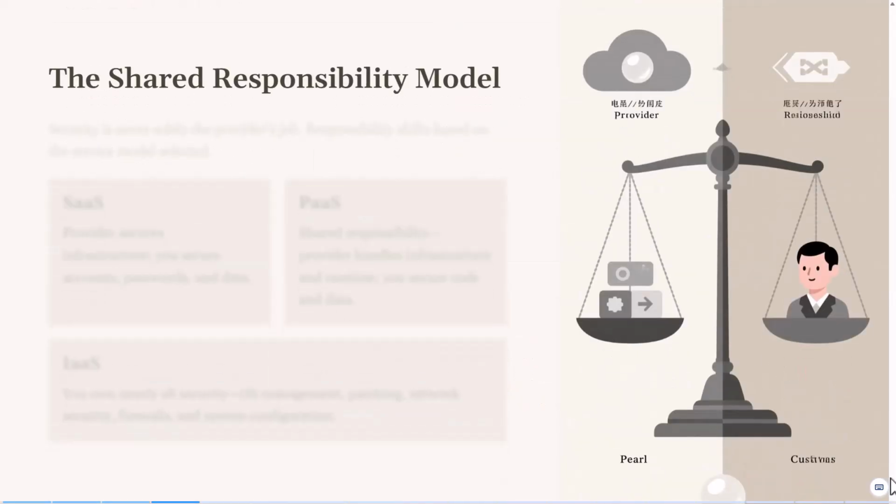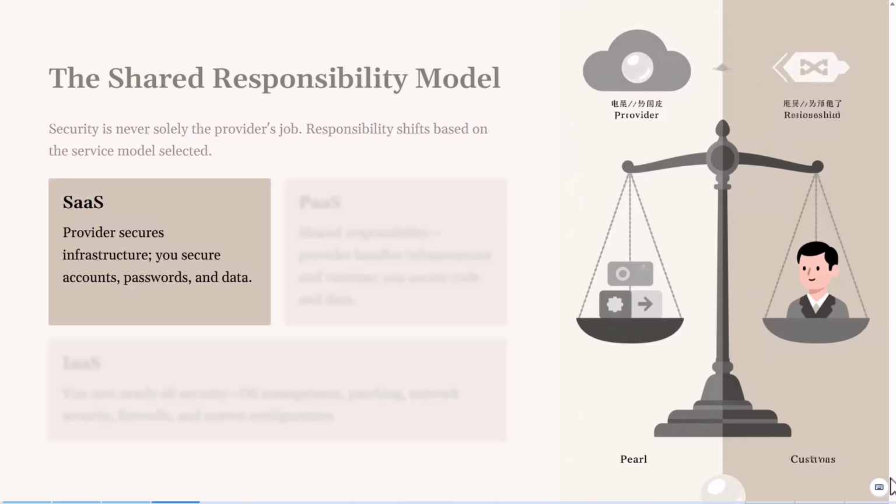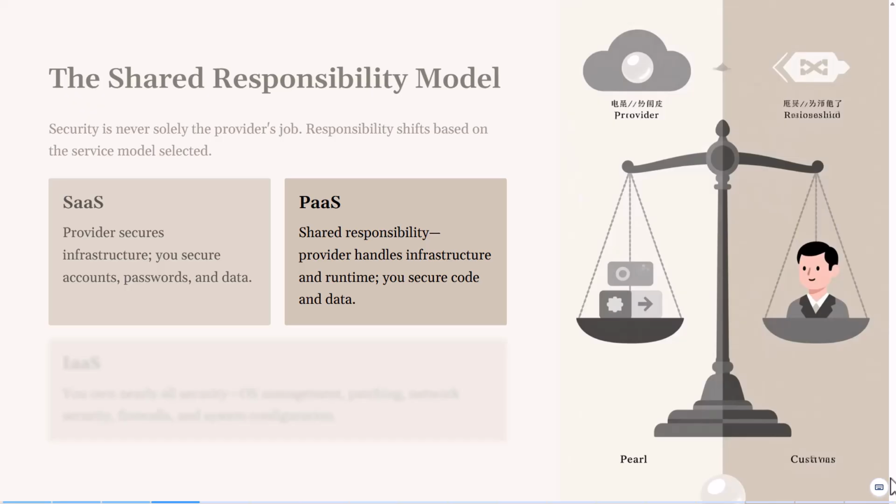The shared responsibility model. This model explains which security tasks belong to the provider and which security tasks belong to us. In SaaS, the provider handles almost everything. We only manage our data and our user accounts. In PaaS, security is shared. We protect our code and data. The provider protects the platform and infrastructure.